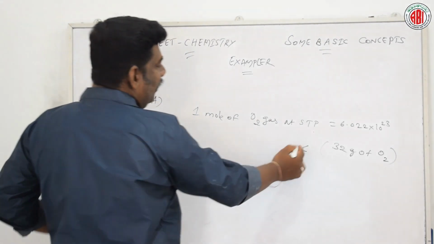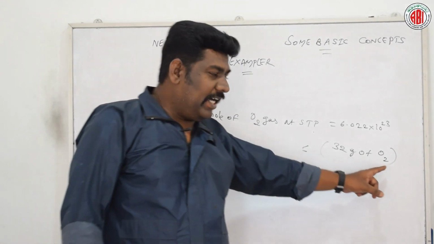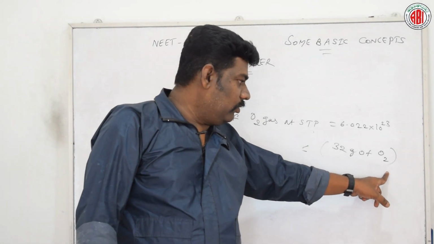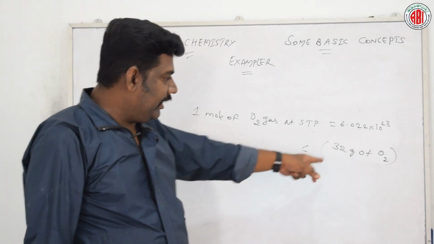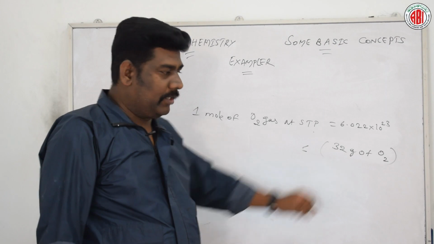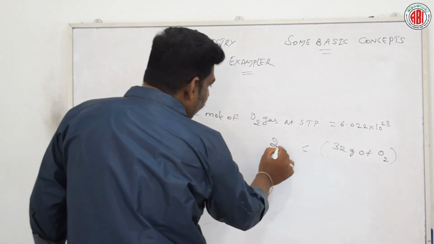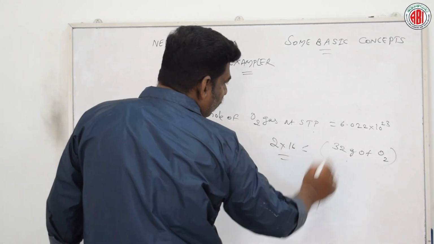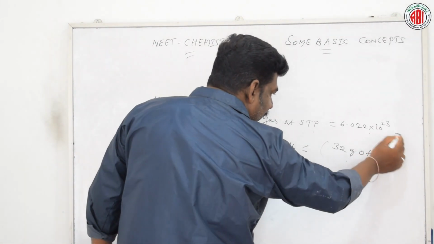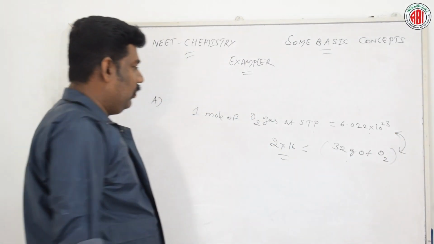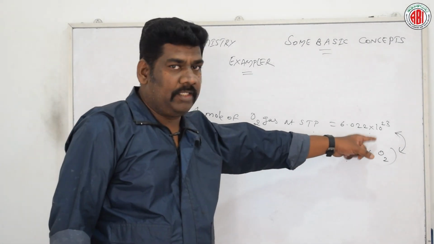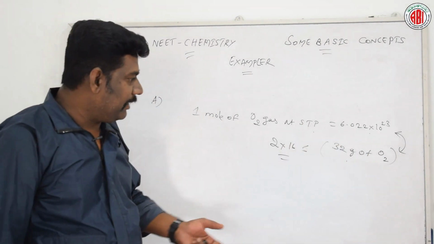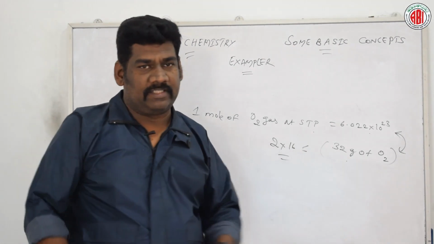Why? Because the number of atoms present in an oxygen molecule is 2, and the atomic mass we know is 16. So 2 into 16 is nothing but 32 gram, the molecular mass. So this is always similar: 1 mole of oxygen gas is equal to 6.022 × 10^23 molecules, otherwise we can express it as 32 gram of oxygen.